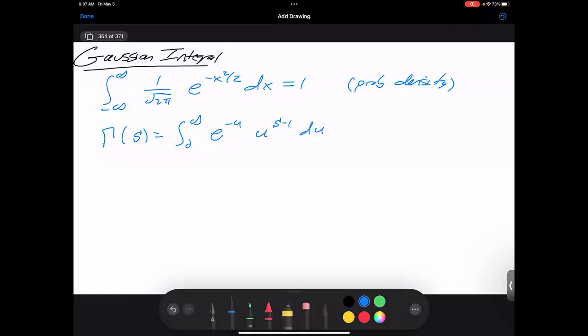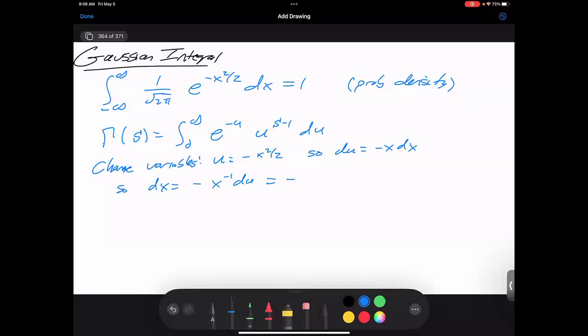So, change variables. Let's let u equal negative x squared over 2. So du is going to be, when we take the derivative, the 2 is going to cancel the 2 in the denominator. And so we'll get negative x dx. Okay, well, we don't want x dx, we want dx. So we have to somehow convert the x to a u. So we get dx is negative x to the minus 1 du.